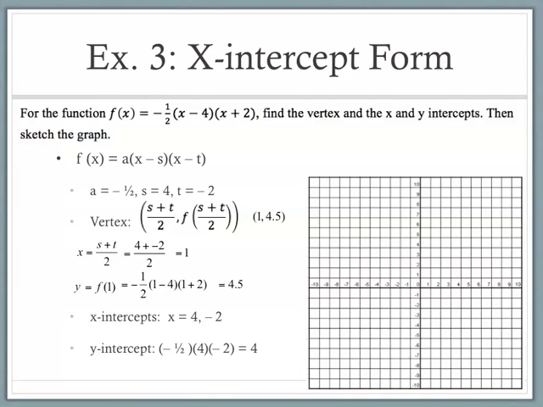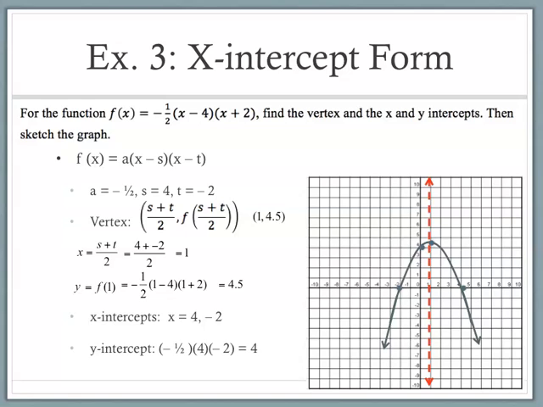All right, let's go ahead and put this all on our graph. So we have our vertex at 1, 4.5. We have x-intercepts at 4 and negative 2. We have a y-intercept at 4. All right, you can draw that axis of symmetry in going through the vertex, and we can sketch our graph.